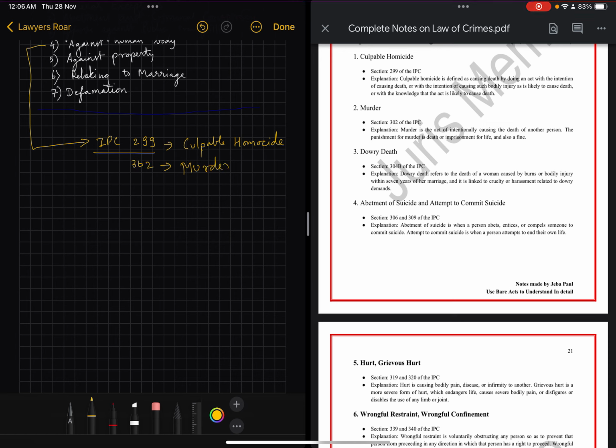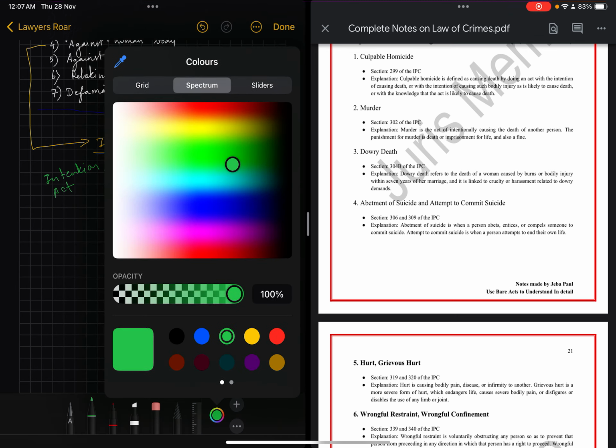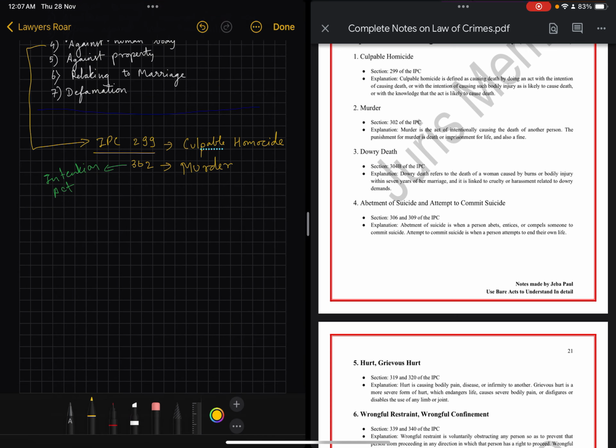So in murder also, what we are saying is that it's an act of intention. So here, if someone has the intention to harm, an act, and the person is causing death, then that is murder. Yeah, that's easy to remember. And culpable homicide is having the knowledge and the intention to harm. So it's really close.